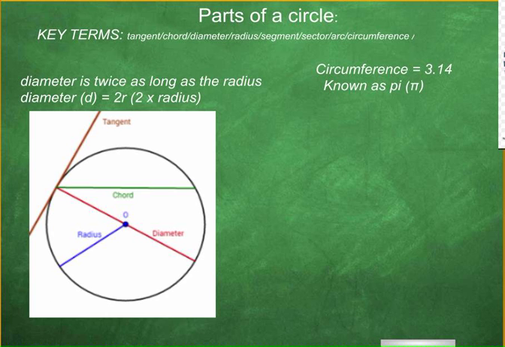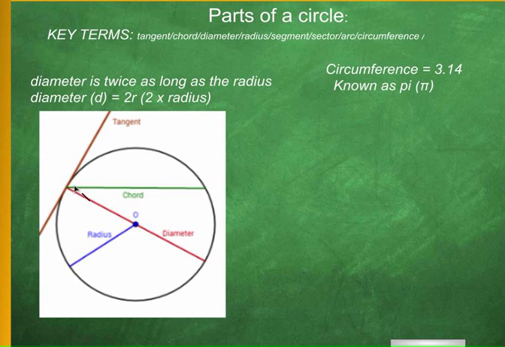This tutorial is just a brief introduction to some of the language and key terms for circles. You need to remember these words. The first one we'll start with is a tangent. A tangent is a line that touches the outside of a circle. I like to use KISS as the words of outside circle. Here's a tangent right there.